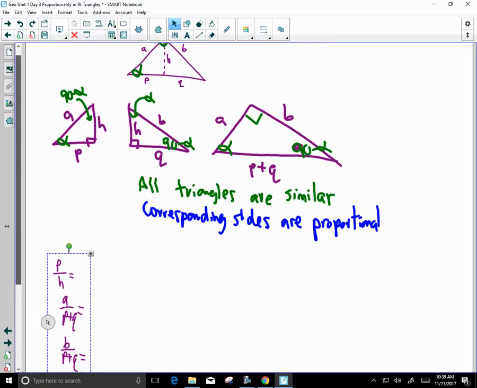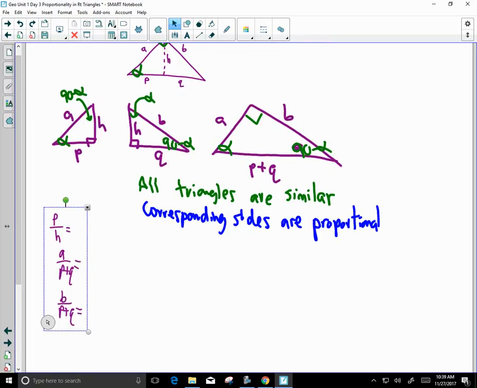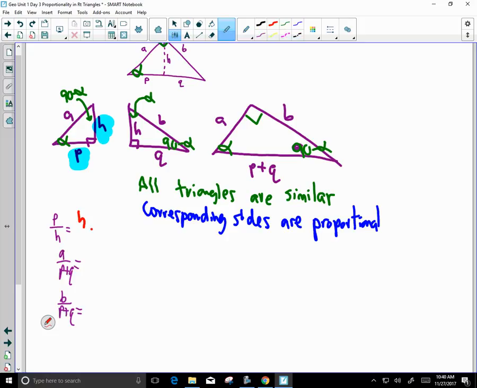Okay, so here we go. You find those ratios and we'll talk about them. So did anybody get P is to H? So what's that going to be equal to in this second triangle? H over Q. That's right, because P is the leg between alpha and the perpendicular, and here H is between alpha and the perpendicular.